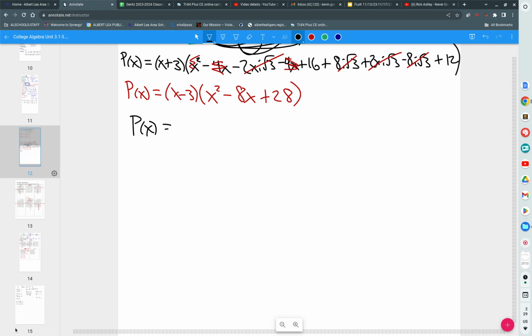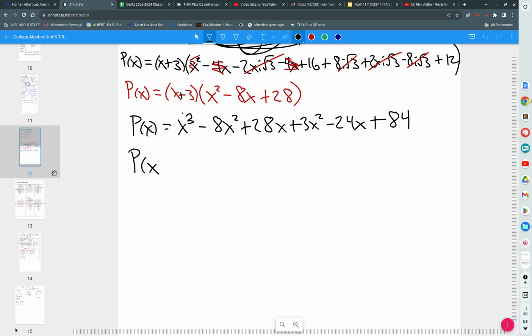Wait, am I tweaking what you had? x minus 3? I thought it was x plus 3. Yeah, x plus 3. Sorry. I wanted to make sure. All right, I'm going to multiply all these by x, and I get x cubed minus 8x squared plus 28x. And then I multiply them all by 3. And I get 3x squared, negative 24x. And my 5th grade teacher told me that 3 times 28 is 84.